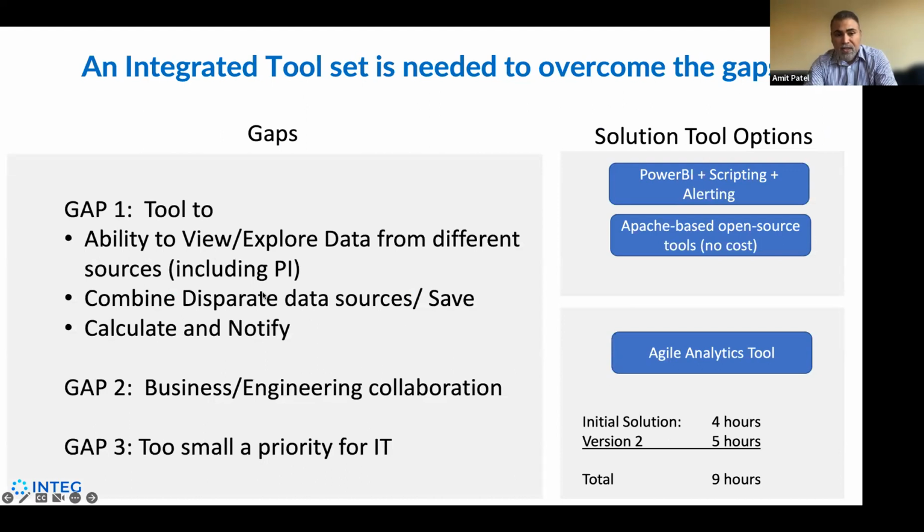First of all, with this client, they didn't have the ability to view and explore data from different sources, right? The PI folks had their data, the business had their data, and sometimes they tried to put it together, but it wasn't able to be done dynamically. So they never built an automated solution. And also the calculation and the notification, the business was never able to work with the engineers to get this data and collaborate. And IT was also asked, but IT had 100 other things to do. It was too small a priority for them.